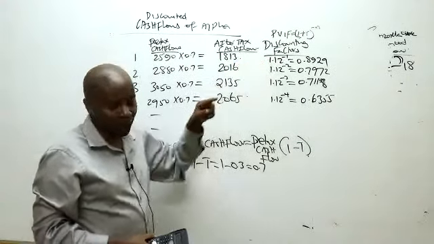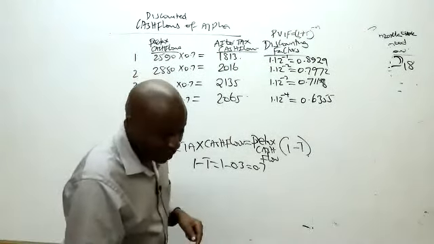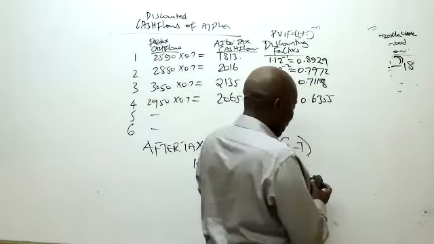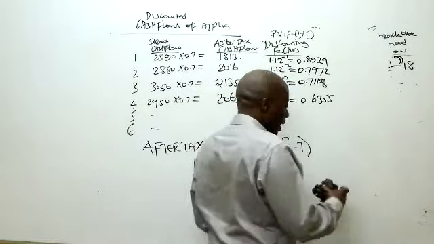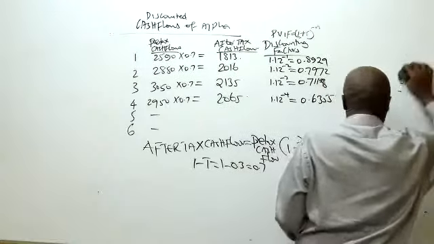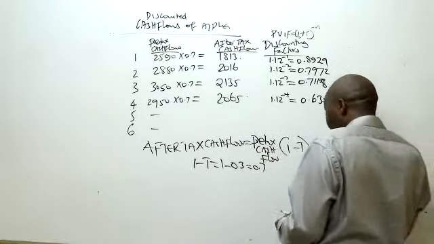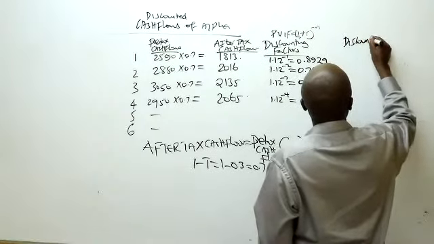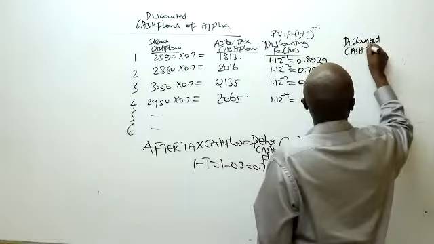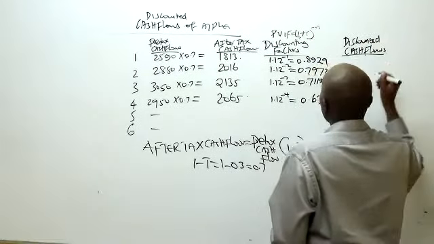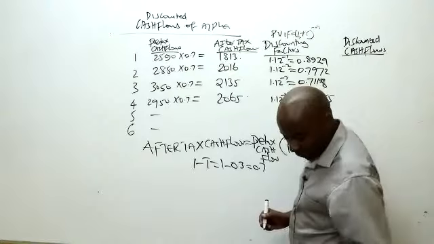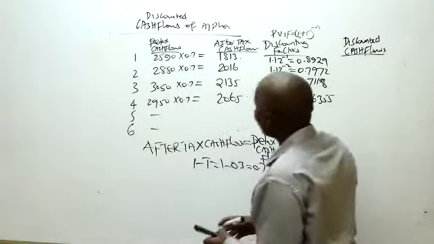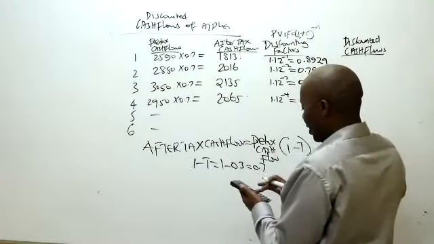Now, once I have my discounting factors, I will move with speed to multiply them with this, so that I can get what we call the discounted cash flows. So we have the discounted cash flows. What do we have here at the end of the day? So discounted cash flows, ladies and gentlemen, will be as follows.